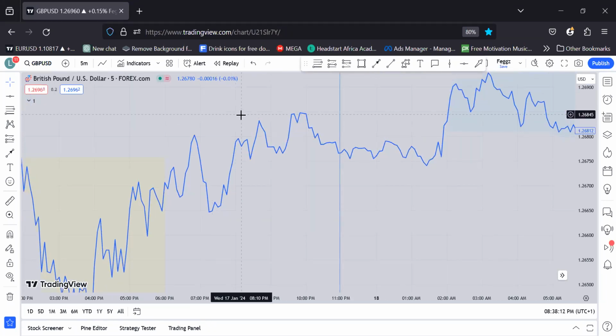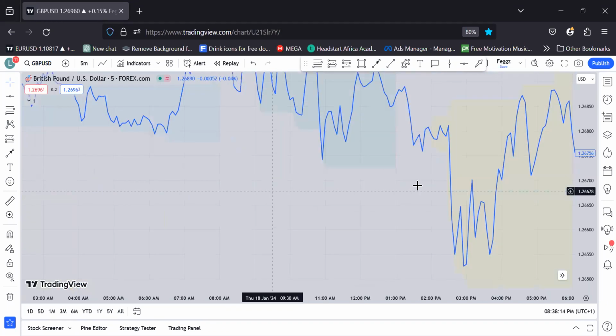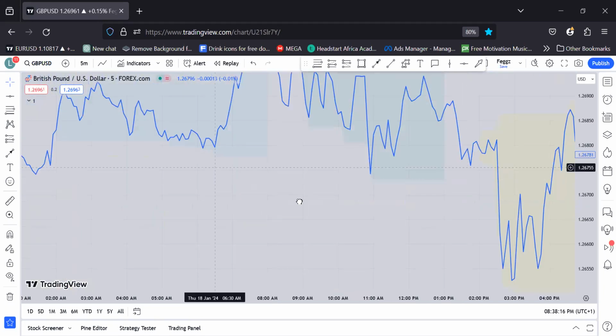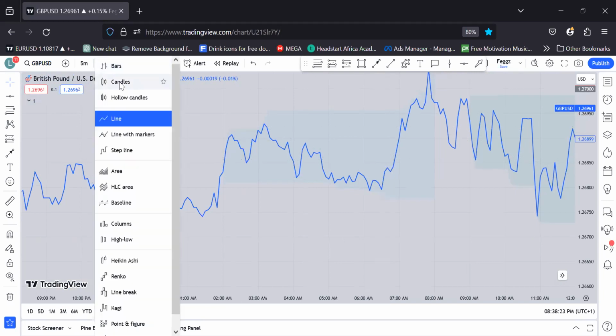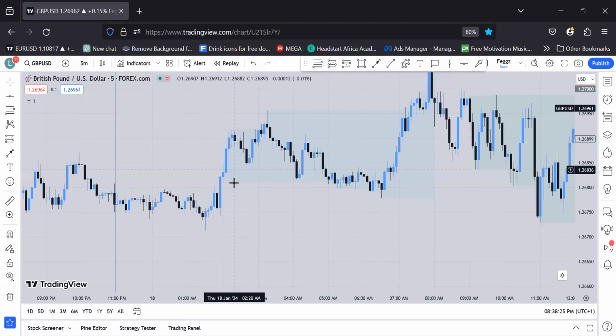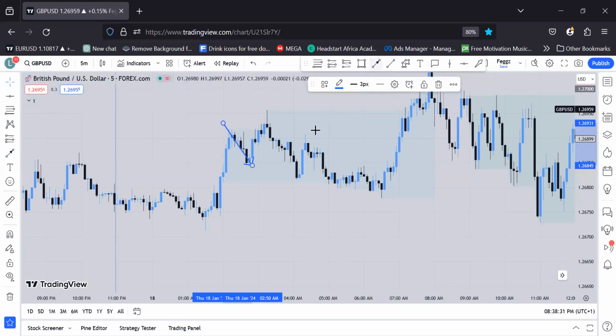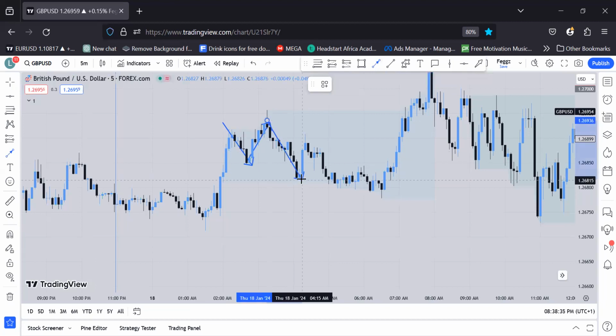Start from line chart. Line chart will show you a replica of what I just did. It is from line charts that you are able to identify up, down, higher, low. Then you can now switch to candle again. From candle, you can now be seeing the points that, okay, this is one leg. You can now be saying, okay, this is another leg, like that.